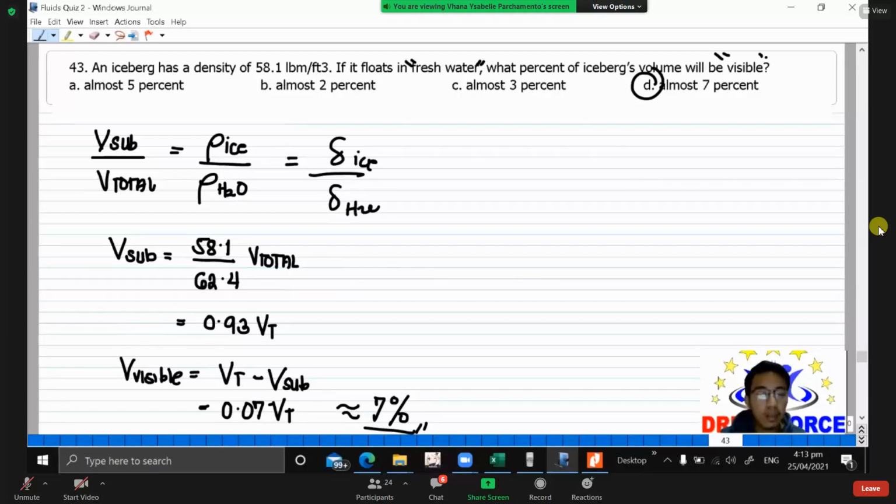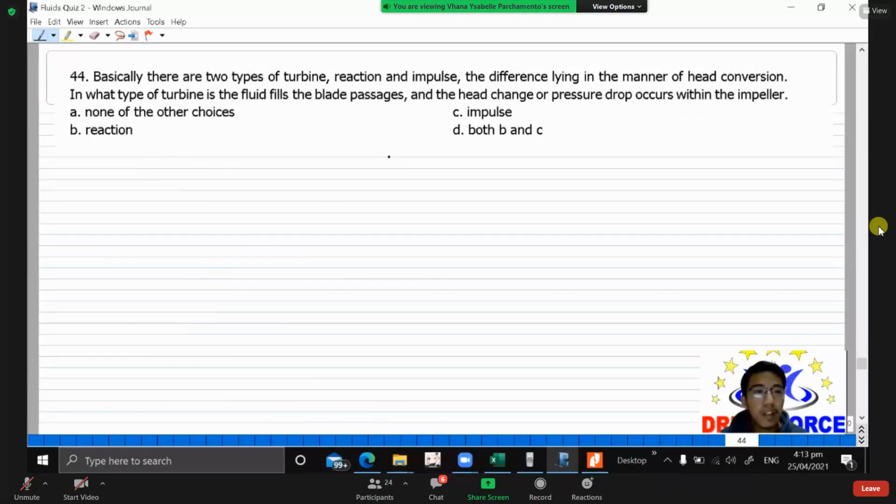Okay, next number 44. So basically, there are two types of turbine, reaction and impulse. That is your two types. Okay, the difference lying in the manner of head conversion. But pagdating niyo doon sa ating power plant, meron na tayong three types of turbine: reaction, impulse, and yung propeller type. But dito, meron lang tayong two major types, the reaction and impulse.